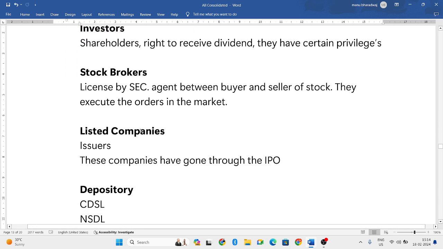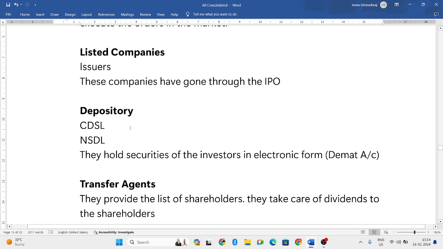Next is listed companies. Listed companies are the issuers who issue the shares. These companies would have issued their shares in the primary market through an initial public offering, or IPO. Next is depositories. We have two depositories, CDSL, Central Depository Services Limited, and NSDL, National Securities Depository Limited. Whatever shares the buyer has bought, all those securities of the investors will be held in electronic form. They have a dematerialization account.